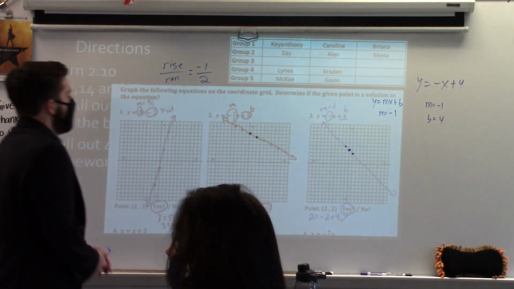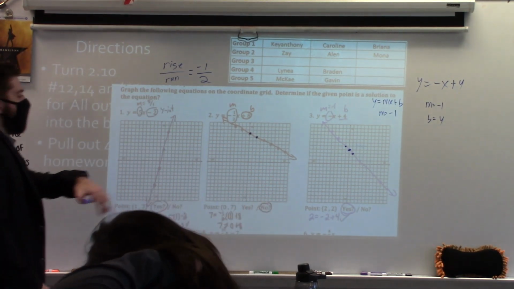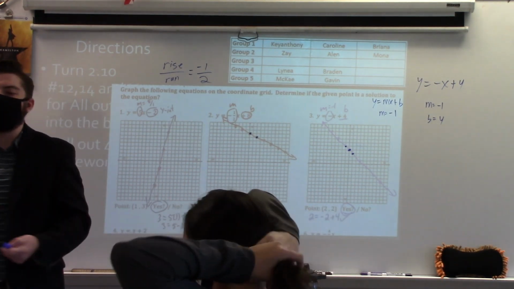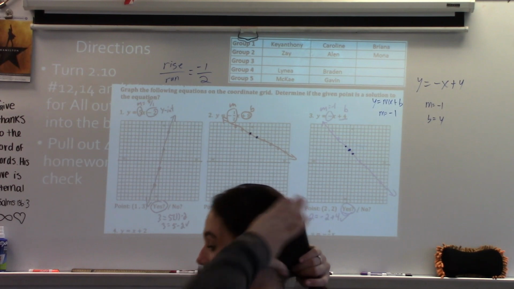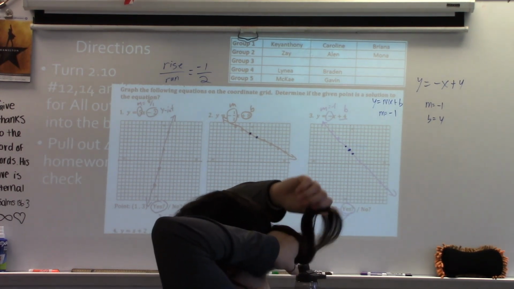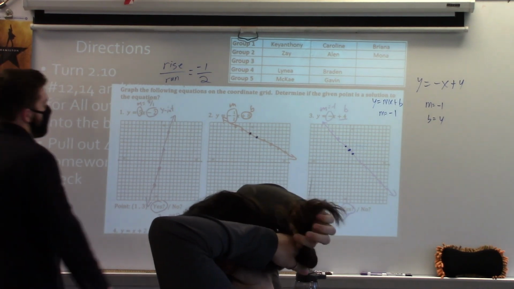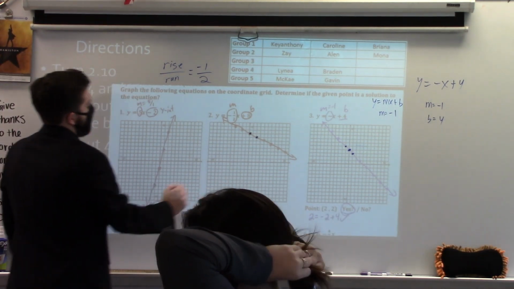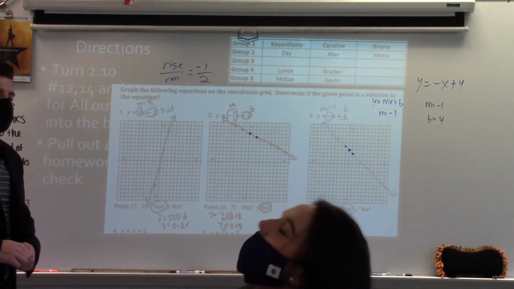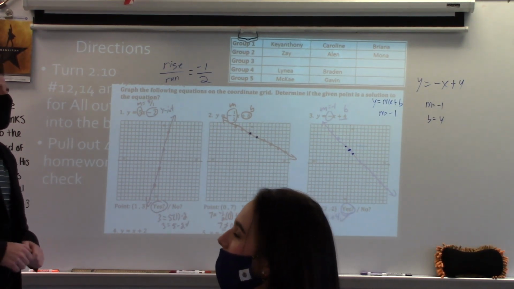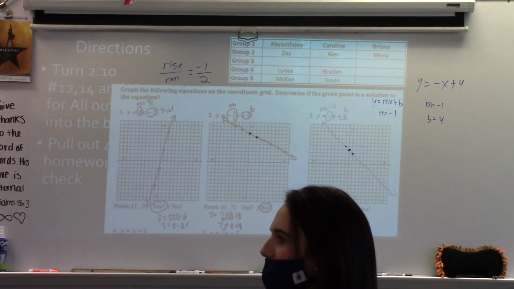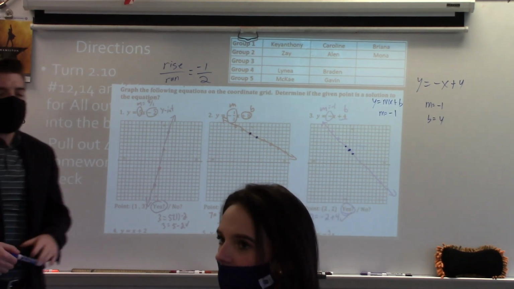Now, I do want to note that now that we're learning how to create these lines, how do we answer these questions down here where we're asked, is the point a solution? How do we answer that question? What do we look for? Alan, what do you think? If I asked, let's just look at number 2. How do we know whether the point (0,7) is a solution?